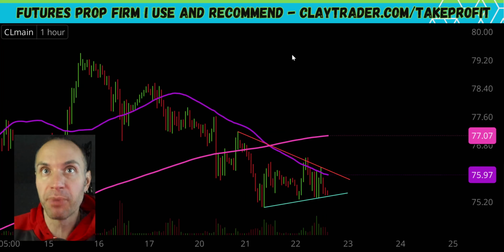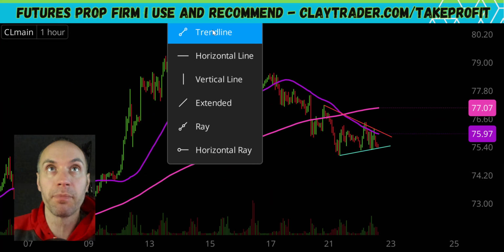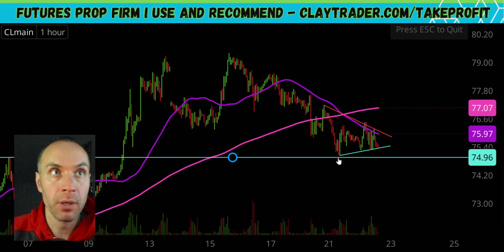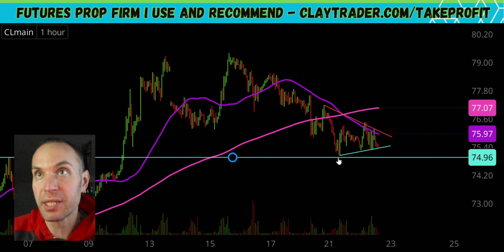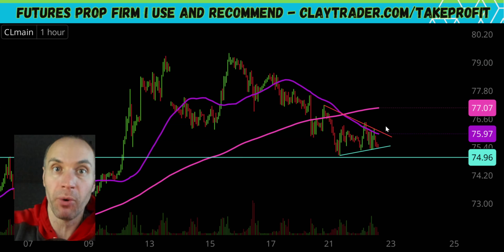If the price does break down through the bottom part of the pattern right there, next key area of support or a potential area that it could bounce from, going to be down here right around the 74.95 mark. But yeah, as of right now, not looking so good for the Bulls.